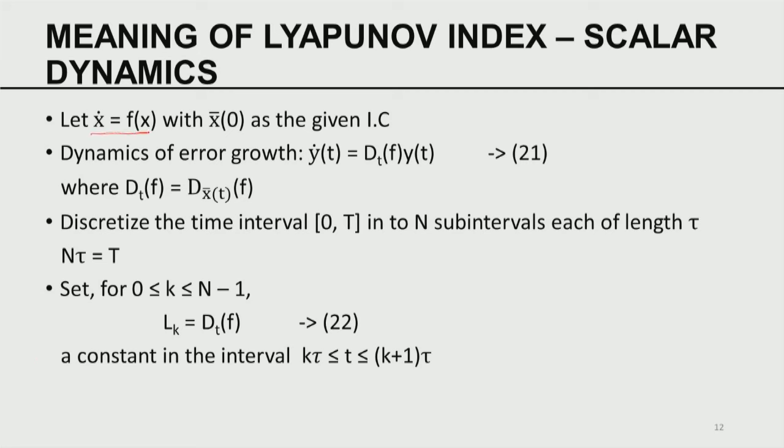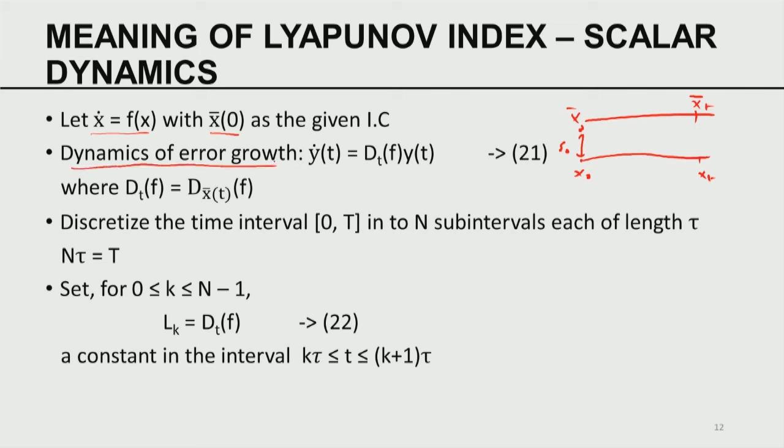Let x dot is equal to f of x be a dynamical system. If x naught bar is the given initial condition, that is the unknown, the true value of the state, from here I can compute the solution x of t. Barred quantities are true, unbarred quantities are coming from estimated values. I have an initial difference which is epsilon naught. I'm doing the entire theory but based on a simple one-dimensional model.